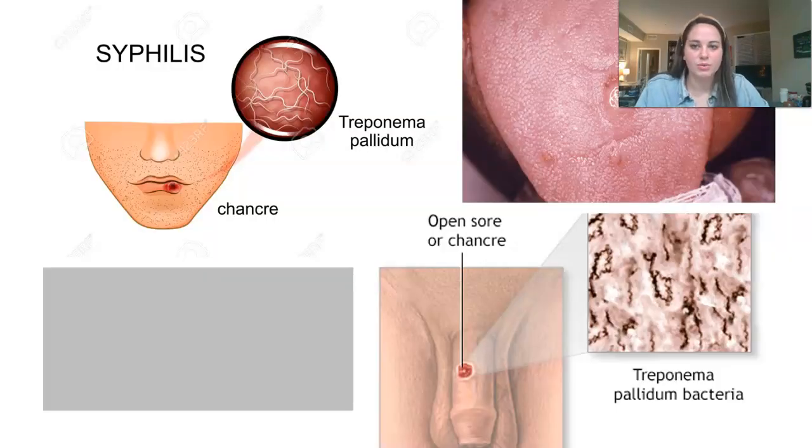These are some examples of what the canker looks like, and because it is painless and generally in regions that somebody might not notice, and it heals on its own, people probably won't go to see a doctor, and that's how the infection is able to persist.